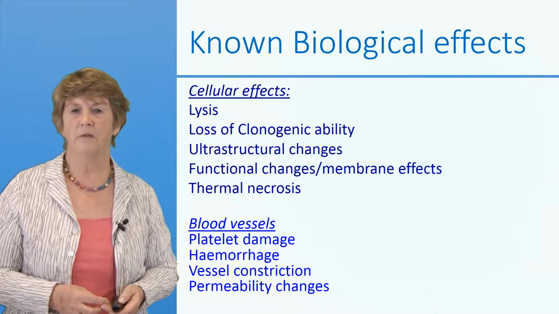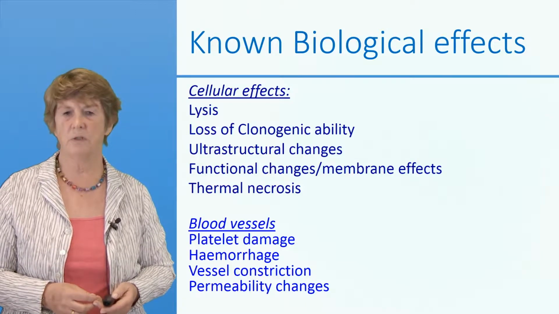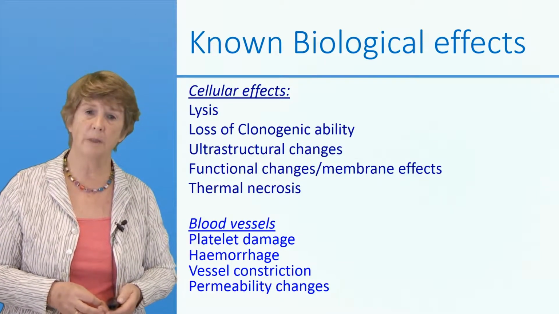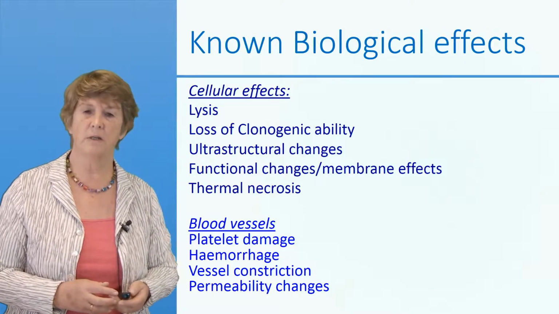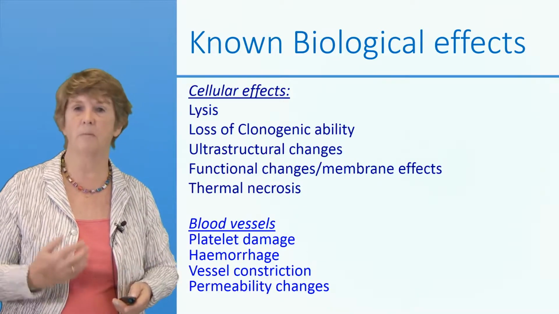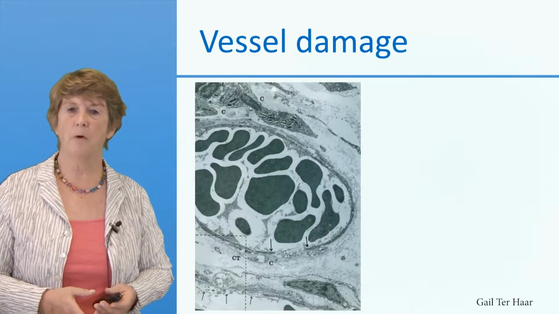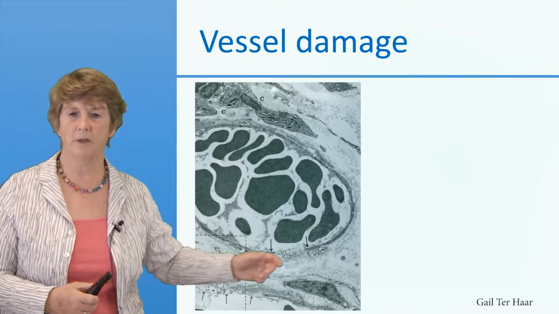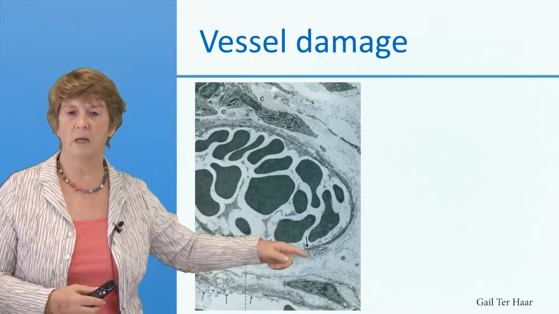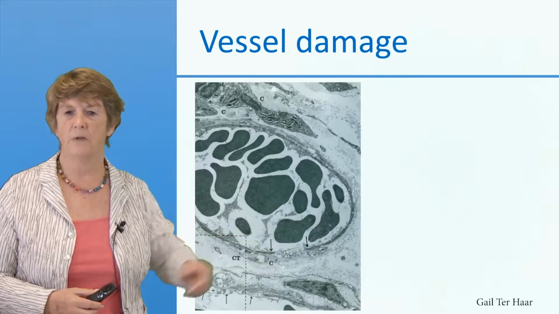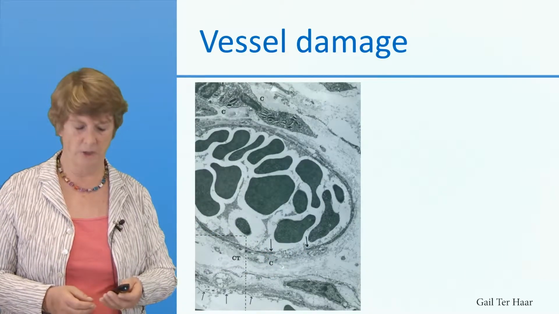Now, apart from the cellular effects, we know that there are effects on blood vessels. We see platelet damage, we see hemorrhage where the blood vessels are damaged, we see constriction of vessels, and we see permeability of the blood vessel wall. So here you can see an example of blood vessel damage. Again, this is an electron micrograph. You can see here that the endothelial surface of this blood vessel has been damaged by an ultrasound exposure.